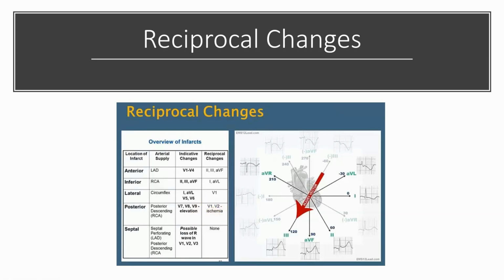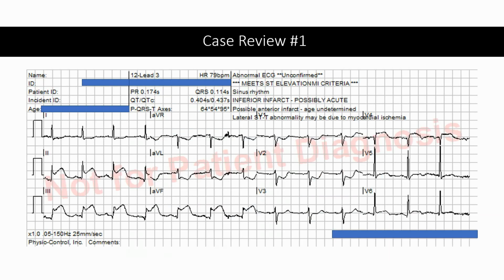And we're going to look at a few cases. So on case review 1, this is a pretty obvious inferior MI. I don't think anyone would miss this. This is quite obvious. The computer picked it up, and we would pick that up too. But what do you see? You see obvious ST elevation in the inferior leads. You see reciprocal changes in AVL.